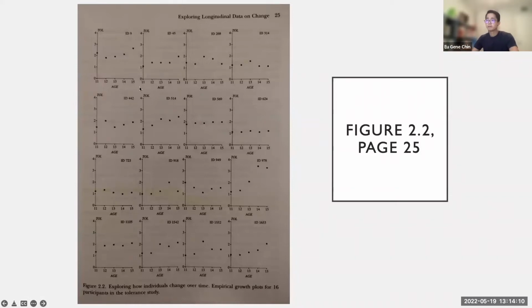And basically, we will create these growth plots for every single person. So a person with ID 9, for example, we're plotting their tolerance scores from ages 11, 12, 13, 14, 15. And we're doing the same for every single person. The reason why we do this is to have a visual of whether it's reasonable for us to superimpose a linear type of relationship between time and our outcome of interest. Again, we're just exploring the data, looking to see how it looks at ground zero. It's really nice for us to have a sense of how it actually looks before we start imposing some model parameters on our data sets.